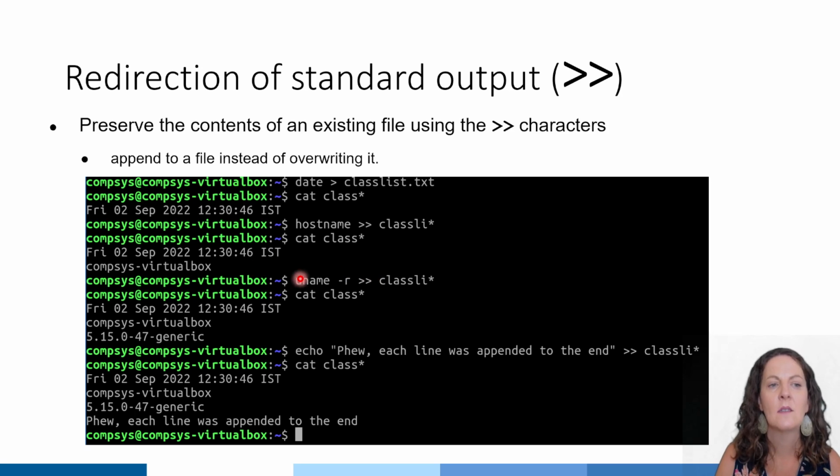Okay, there's the username. Again, you might want to put the username into the class list. There's a third new line, echo for each line, and I'm appending it again using my double greater than signs, and you can see we've now got a fourth line. It doesn't overwrite it, it appends, it adds it on to the end. So a much safer character, as you can imagine. The alarm bells won't be going off in your head.